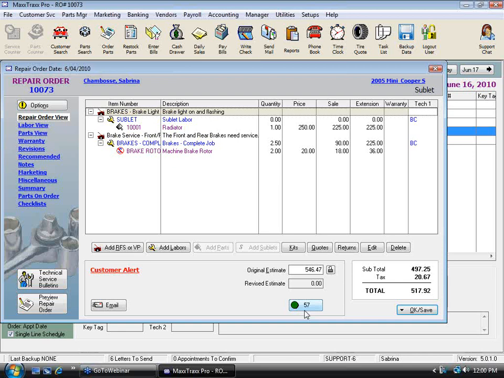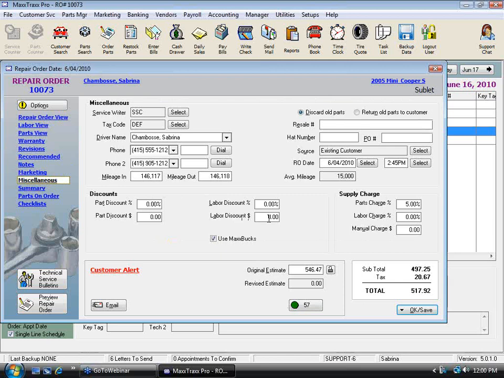So do the MaxxBucks flow to the sales discount financial? Is that where they go when you use them? Yes. Yeah, because they actually are the same as this. They actually are exactly the same as putting a discount here.